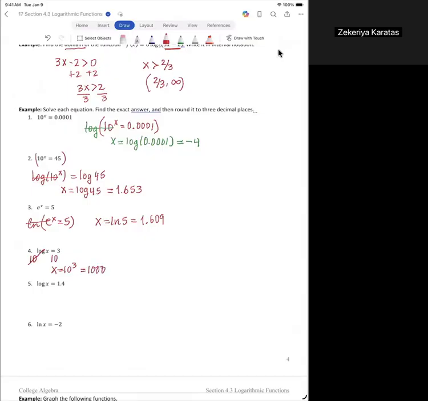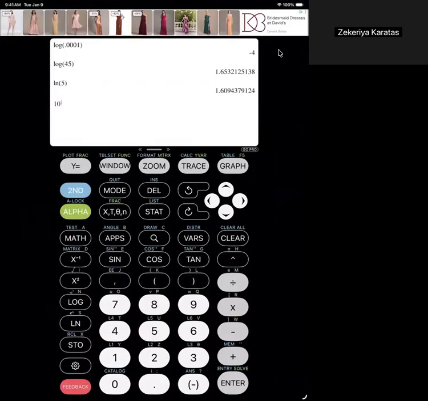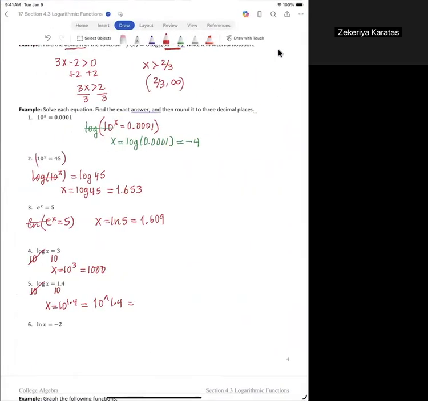Or here, it's a log, same again. I apply base 10 to both sides. So x will be 10 to the power 1.4. Let's compute that one. 10 to the power 1.4, using the exponentiation sign, the caret. That gives me 25.119.